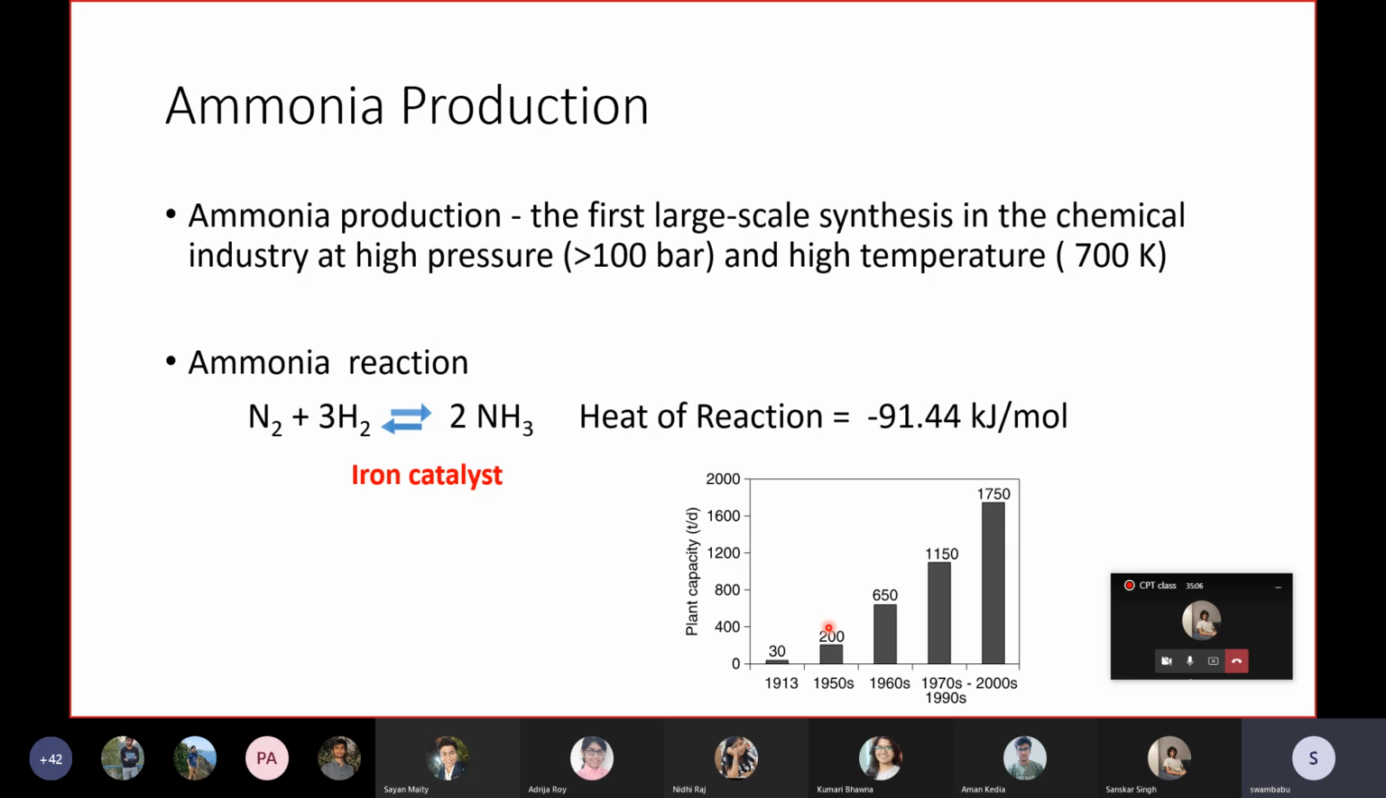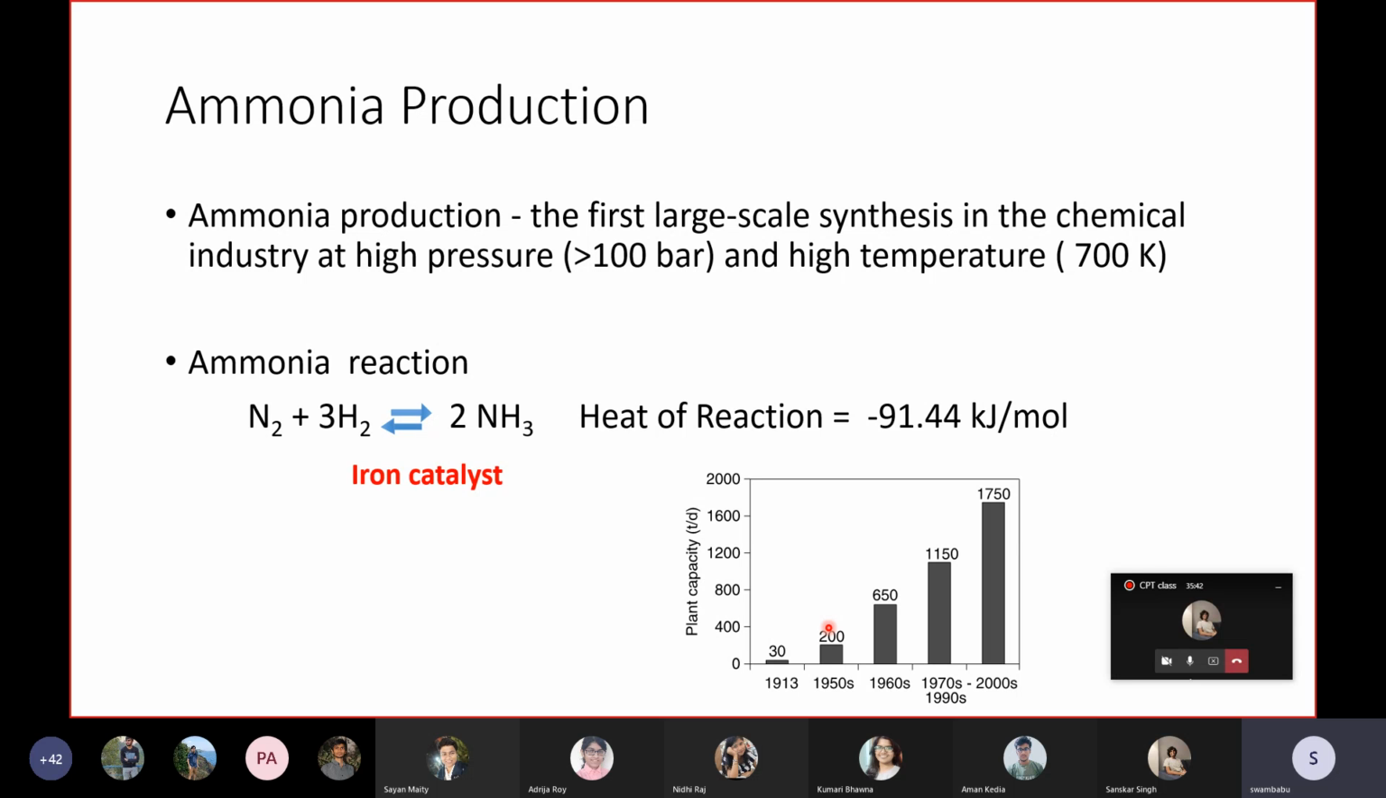So you can see, in 1913, the first plant was produced by the BASF chemical industry by Haber and Bosch. They started this process with 30 tons per day. Now you can see in the 2000s, almost after 90 years, it is 1750 tons per day.